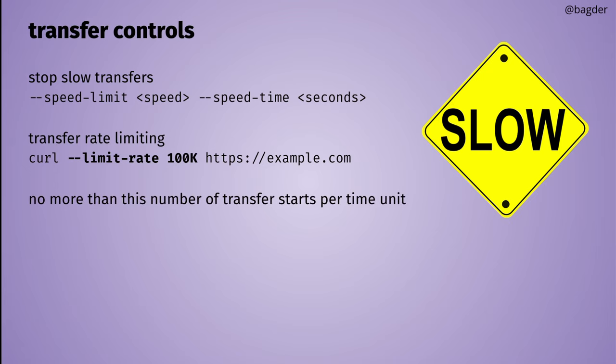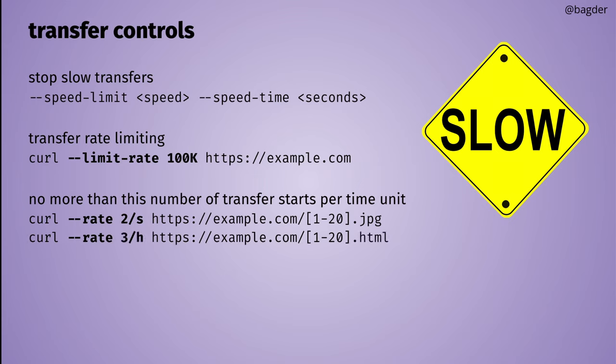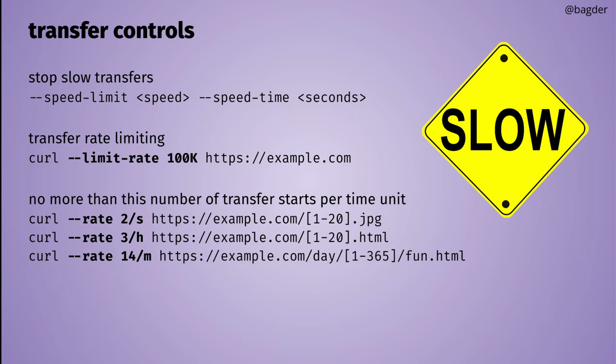And sometimes you might want, let's not do more than this number of transfers per time unit. And this, for example, might be the case when you get a lot of transfers with curl, but you don't want to torture your server by getting a million transfers the first second. Maybe you want to distribute them over an hour, a week, I don't know. And then you can tell curl, no, use this rate of transfer starts, no more than 2 per second. For example, here's a range, download 20 JPEGs from the server, only 2 per second, or rather not more than 2 per second, or not more than 3 per hour, or why not more than 14 per minute? And then there's, as you can see, SHM, thereof, look it up in the documentation, it's all documented. So this number of starts per time unit to make sure that you don't kill your server by going overly eager to get your stuff.